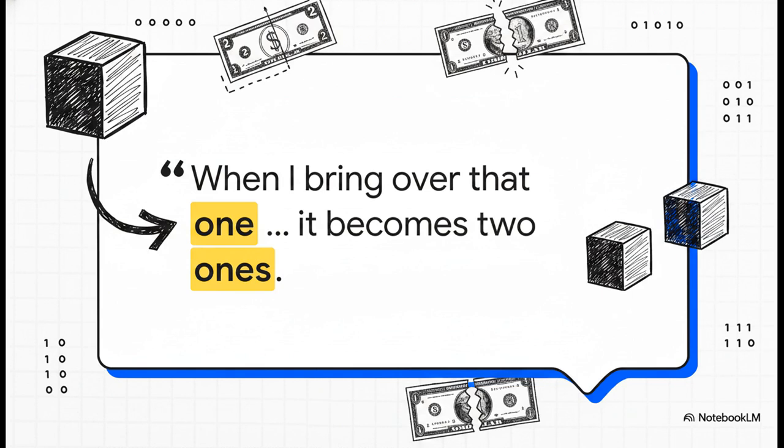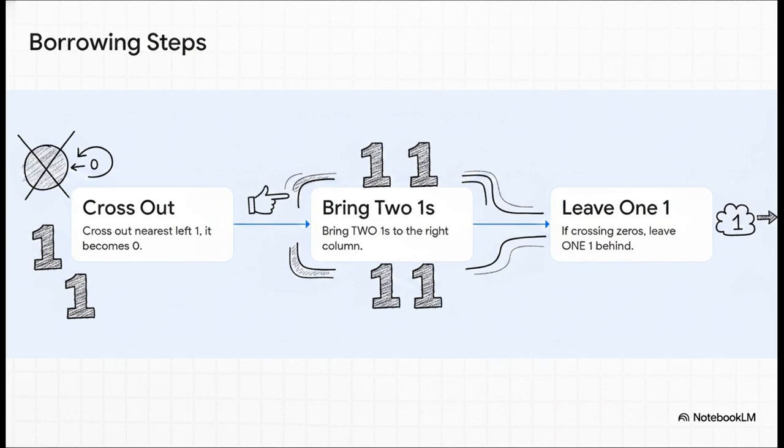The column to the left is always worth exactly double the column you're currently in. So borrowing 1 unit from the left always yields exactly 2 units on the right. If you can visualize bringing those 2 1s over, binary subtraction becomes incredibly easy. So how do we handle chained borrowing, where you have to skip across a bunch of zeros just to find a 1? It's like a relay race. Step 1, cross out the nearest 1 to the left, turning it into a 0. Step 2, that 1 moves right, becoming 2 1s.